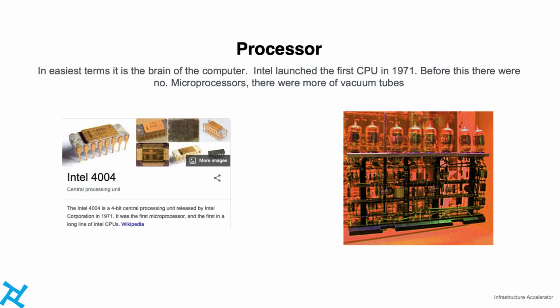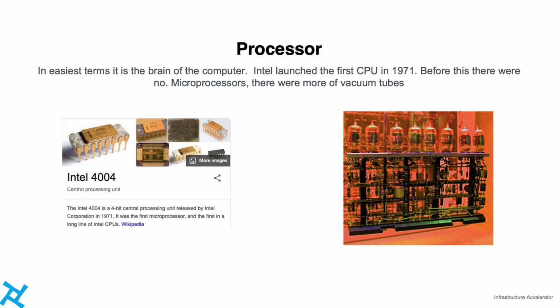In easiest terms, a processor is the brain of the computer. Intel launched the first CPU in 1971. Before this, there were no microprocessors. There were more of the vacuum tubes. So on the right here, what you see is a photo of a processor, how it used to be before. So that's a lot of vacuum tubes. I can see IBM written on those vacuum tubes as well.